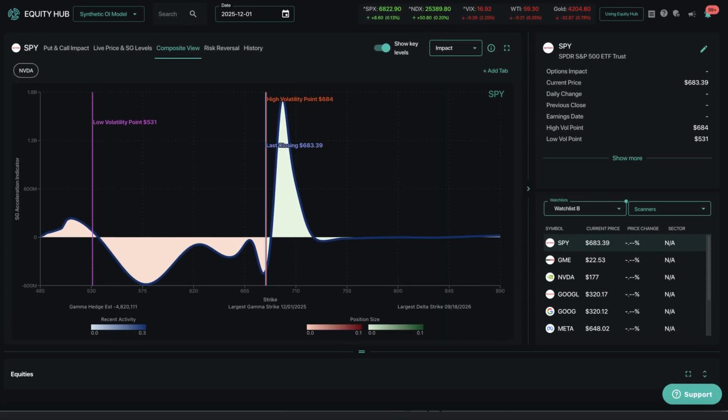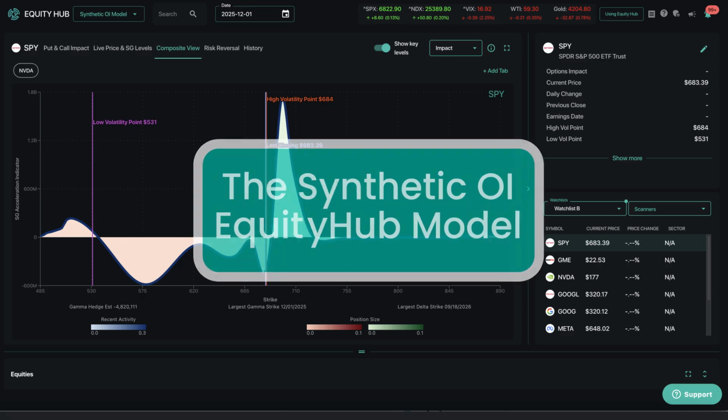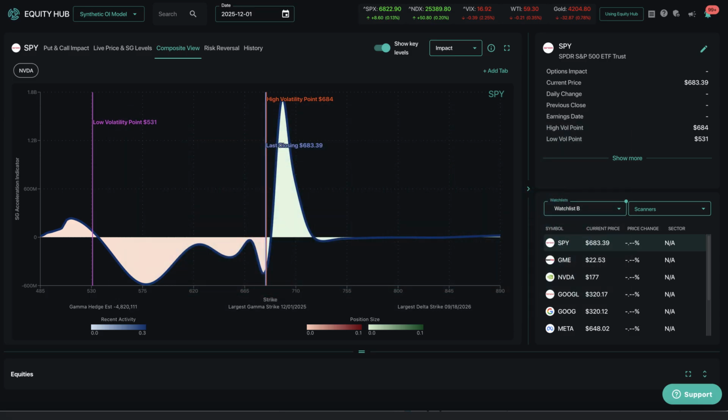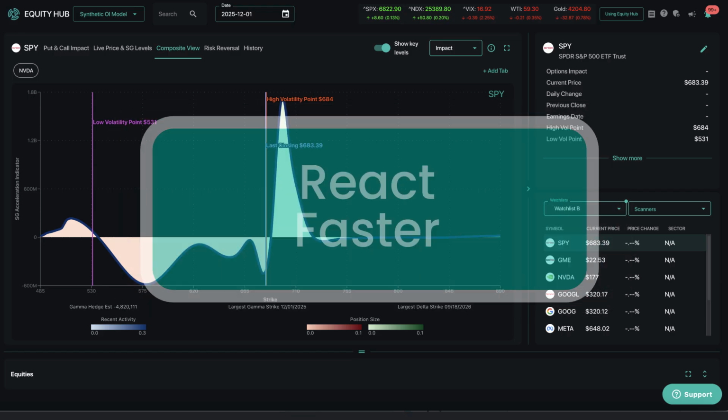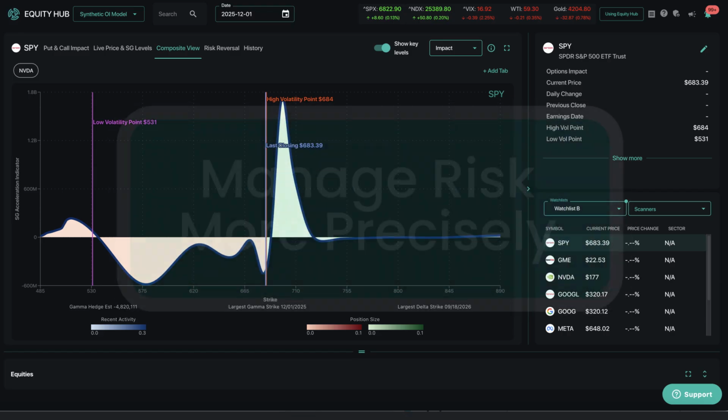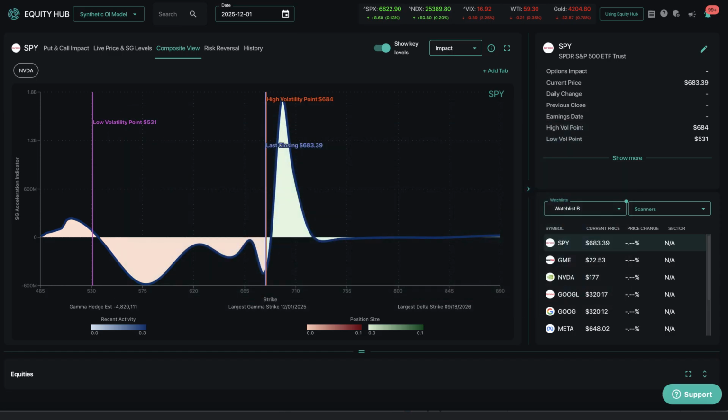Welcome to the second model within EquityHub, the Synthetic OI EquityHub Model. The Synthetic OI model is built to help you better understand short-term options positioning and hedging flows, so you can react faster, manage risk more precisely, and trade short-term setups with greater confidence.